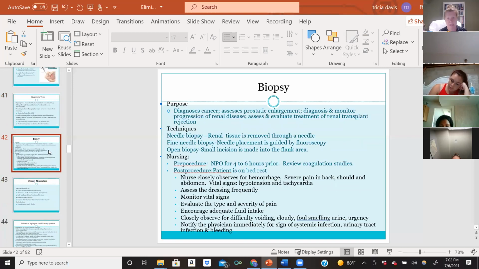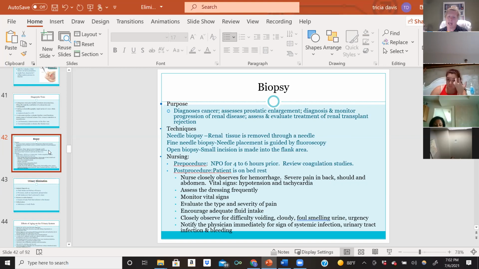Sometimes we need to do a biopsy. So normally we do it in most cases if we are diagnosing cancer. Sometimes we do it for prostatic enlargement to get a good indicator of how healthy the tissue is. We can do it to diagnose and then monitor the progression of kidney disease or renal disease. And then we can also do it to evaluate if a patient who's had a renal transplant is rejecting it. So we want to know if their body is rejecting the kidney, we would go in and do a biopsy.